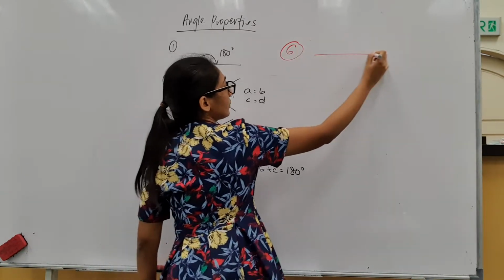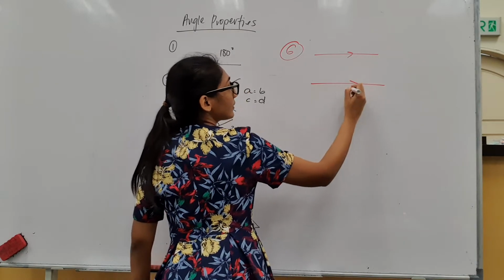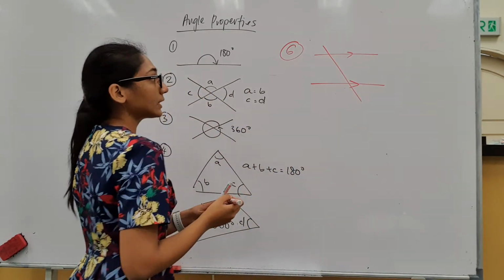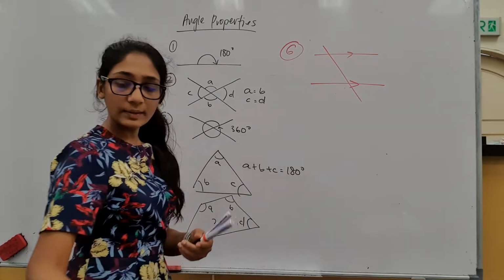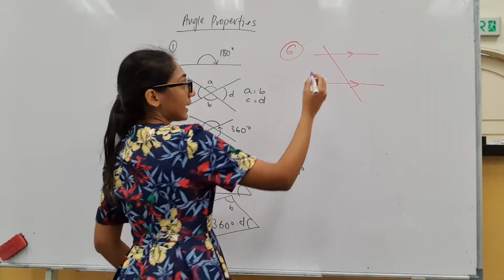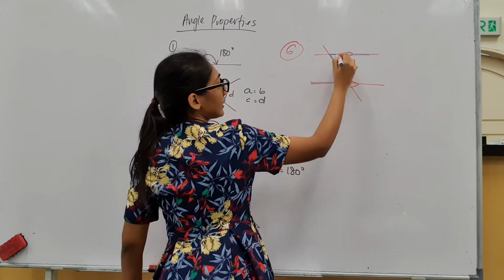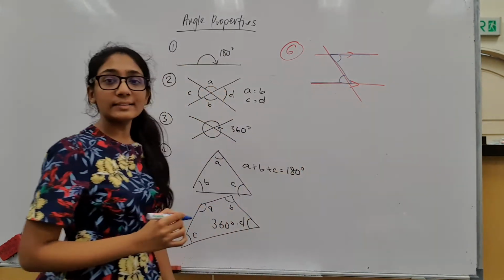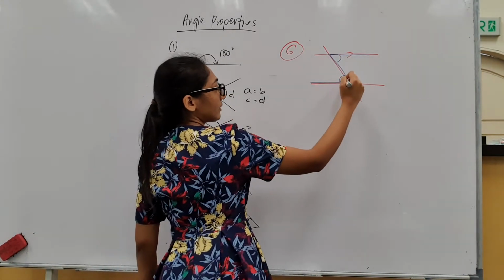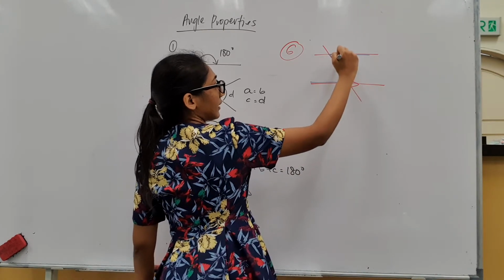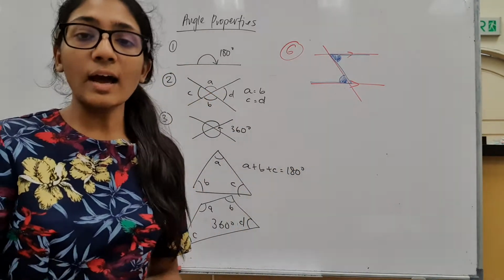And then we looked at alternate angles and corresponding angles. So they include parallel lines. So when I have something like this, okay, alternate angles form a Z. So these angles are the same. Okay, these angles and these angles. So these are alternate angles.